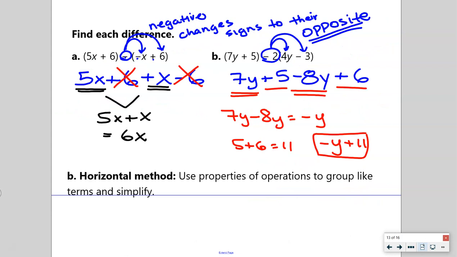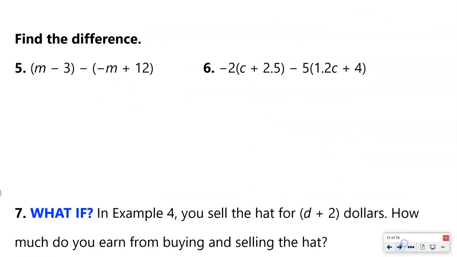All right, use the properties of operations to group like terms. We're going to skip that one right now. That's not really important. But we are going to look at these ones right here.